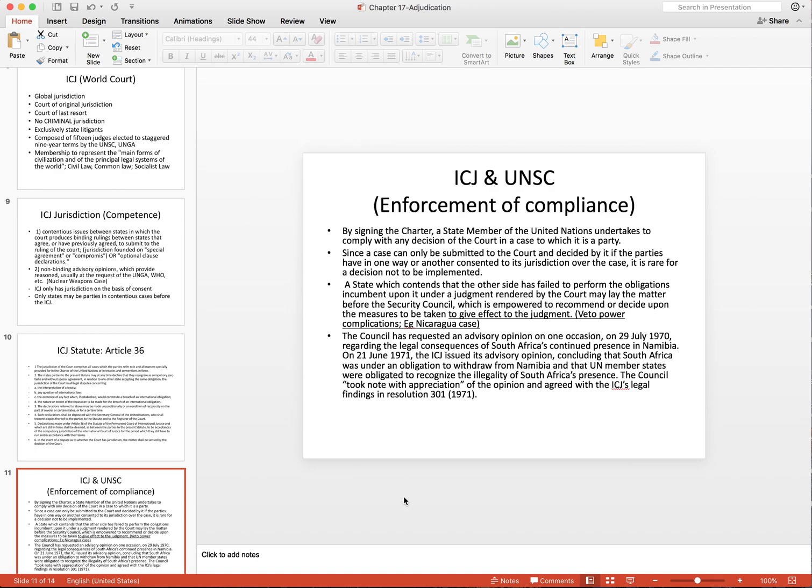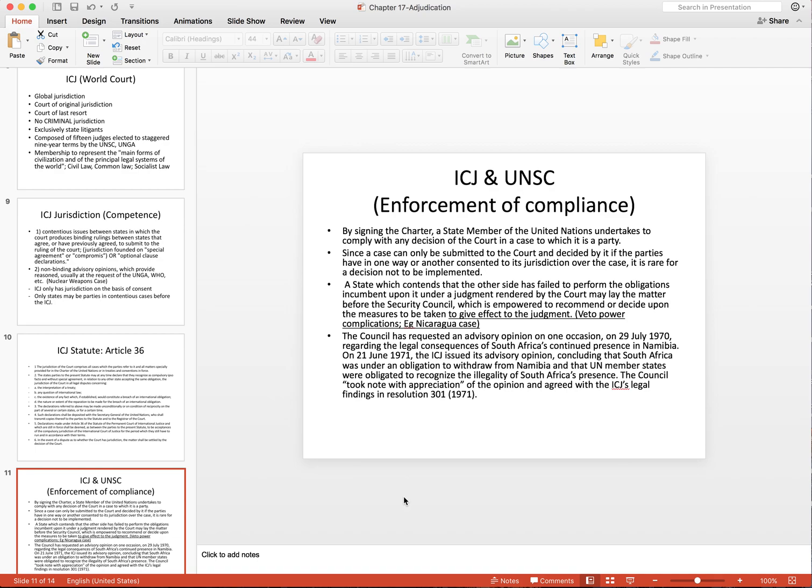But a state which contends that the other side has failed to perform the obligations incumbent upon it under a judgment rendered by the court may lay the matter before the Security Council, which is empowered to recommend or decide upon the measures to be taken to give effect to, essentially to enforce, the judgment. One of the more interesting cases is the complication when the country that is in breach or refuses to comply with the ruling of the ICJ happens to be a permanent member of the UN Security Council, which enjoys the so-called veto power. The Nicaragua case we'll talk about later is one of these interesting cases.